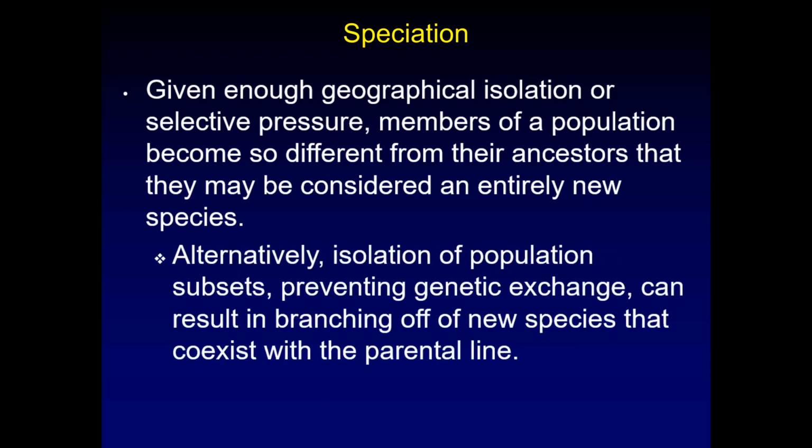So alternatively, isolation of population subsets or metapopulations, preventing genetic exchange, can result in branching off of new species that coexist within the parental line. And this is complete genetic isolation. One of the factors that's commonly used to ask is this a new species or not? One of the things that evolutionary ecologists like to use is reproductive isolation. Can these two species reproduce with each other and form viable offspring? So a donkey and a horse forming a mule, that is still reproductive isolation, because a mule is sterile.